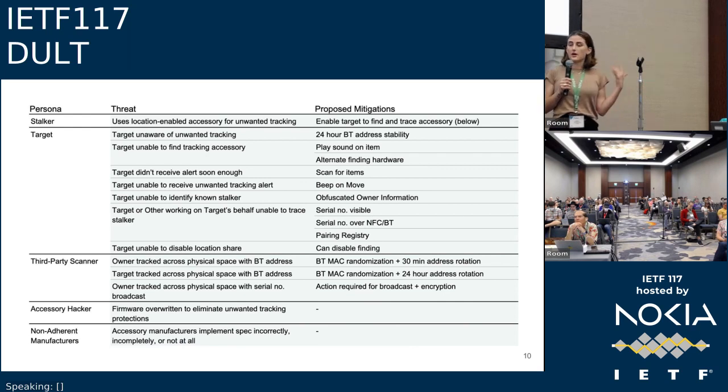Having the serial number visible on the accessory, available over NFC or Bluetooth, and maintaining a pairing registry of the serial number with the identity of the owner of the device are the mitigations we've proposed to address this threat.